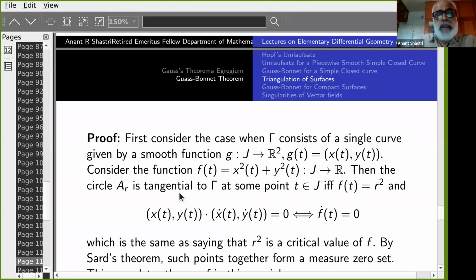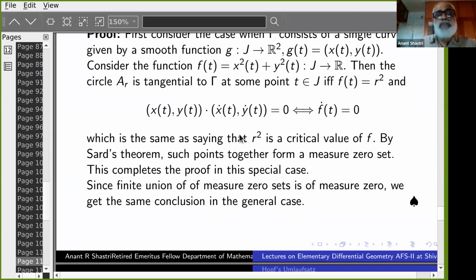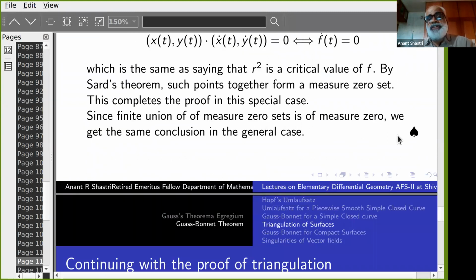So f dot(t) being 0 is the same thing as saying that f(t) is a critical value. And that's what we want to prove. Critical values are precisely of measure 0. So this R squared being a critical value is precisely measure 0. Where are these points? They are precisely the points wherein the two curves are tangential. Once you have proved it for one curve, I have told you a finite union of measure 0 sets is measure 0. Therefore, the conclusion follows for the general case.